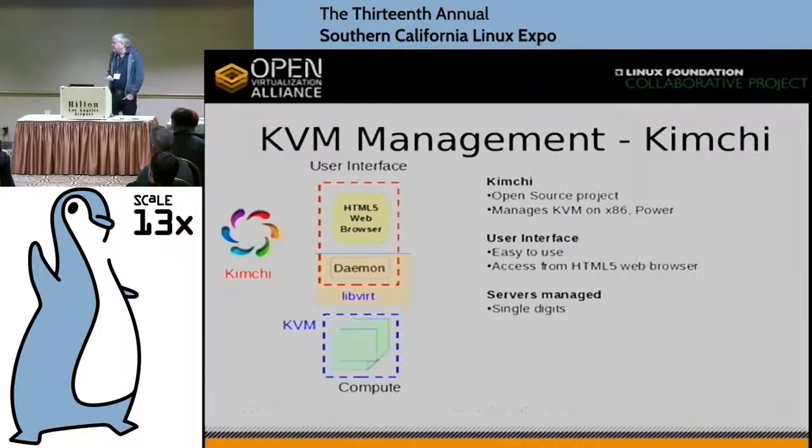It uses HTML5 through a web browser, so there's nothing particularly new you need on the client as long as you've got an HTML5 compatible web browser. And it then interfaces through a daemon to libvirt and enables you to manage KVM. It can manage KVM on x86, it can manage KVM on Power 8 systems as well. Okay. It's useful for managing small numbers of servers. So this isn't the sort of thing you're going to manage the CERN cloud with, okay? But if you're starting off and you want to be able to sort of manage that, Kimchi provides a really interesting solution there.